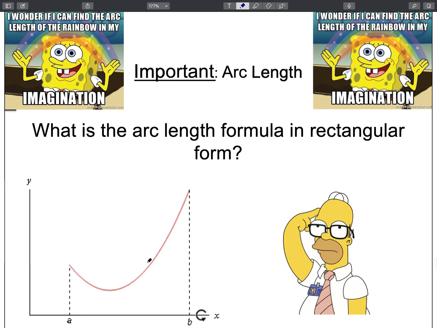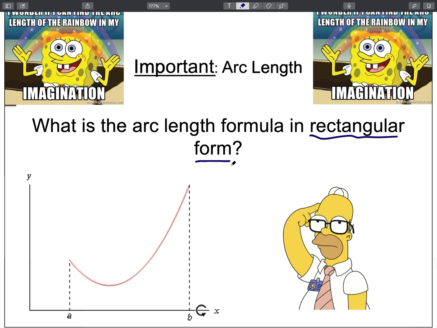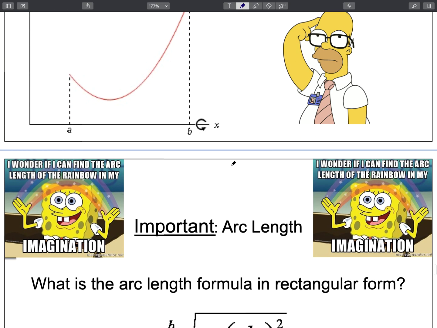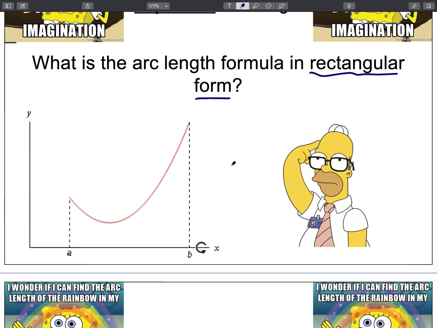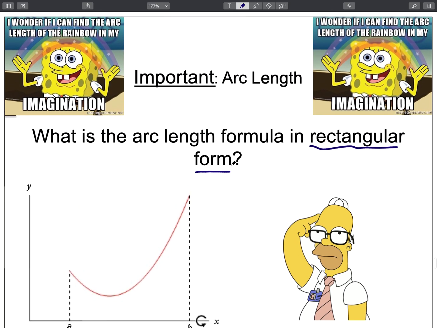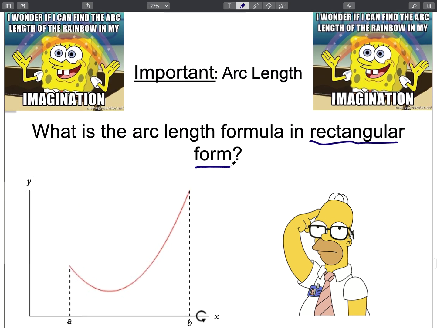All right, the last thing to mention in parametric is to talk about arc length. So the first thing I want to ask you is, do you remember the arc length formula in rectangular form? Again, rectangular form is our standard form, with y's and x's that we've been working with for the last several years. So if you want, you can take a second, challenge yourself to see if you remember what it is. You can pause the video, or if people just want to dive in, we can. So what is the arc length formula?